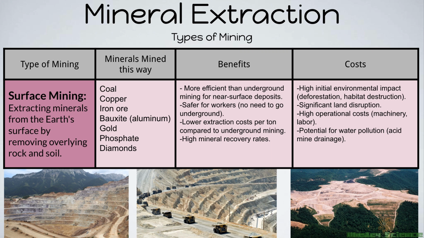So the first type is surface mining. This is the most common one. It involves extracting minerals from the Earth's surface by literally removing the ground that's in the way of the mineral. Lots of rock and soil gets moved, all the vegetation gets removed. We do this for coal, copper, iron, gold, phosphate, diamonds, and a lot more too.